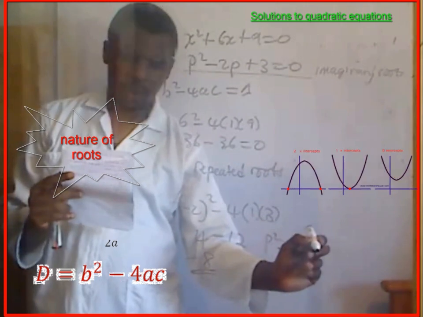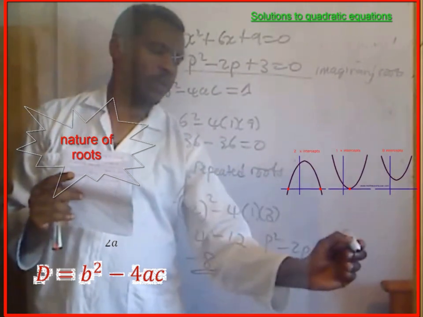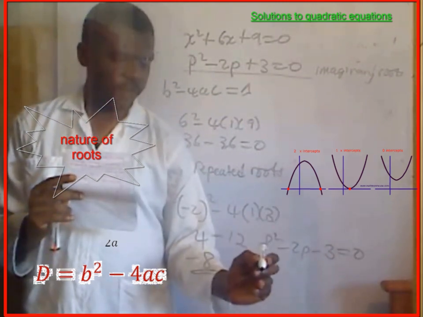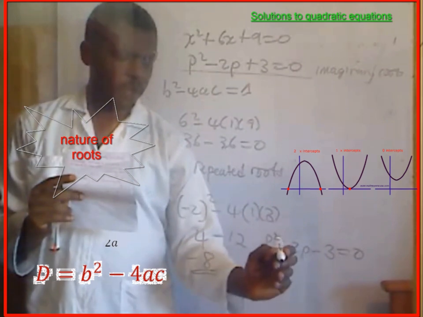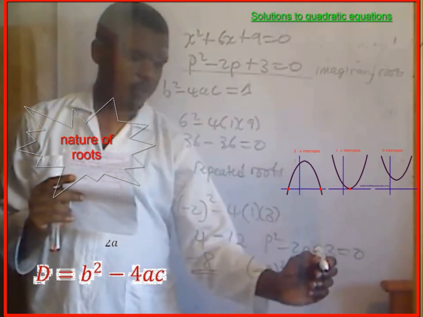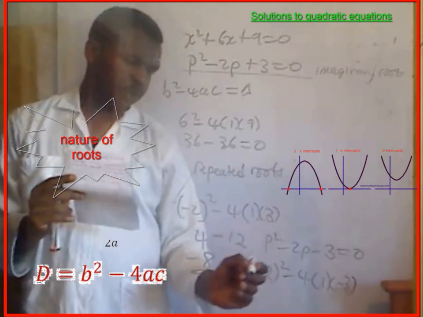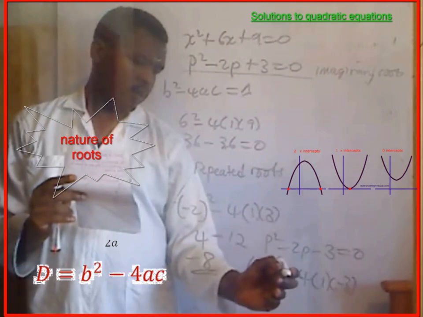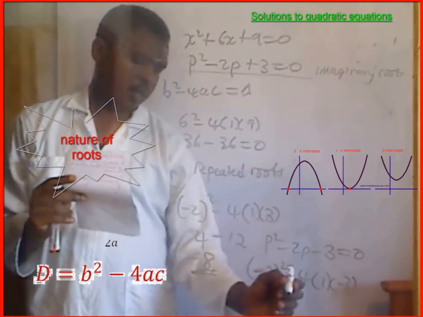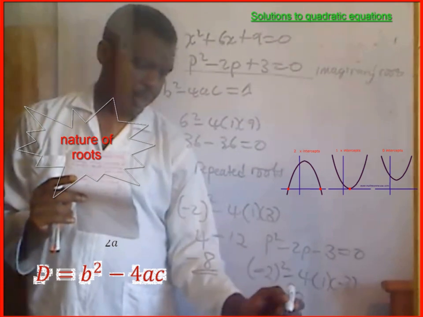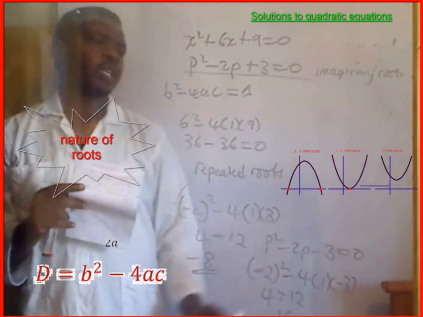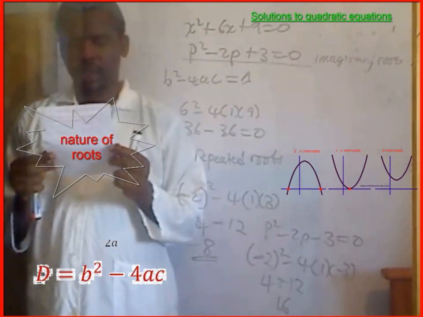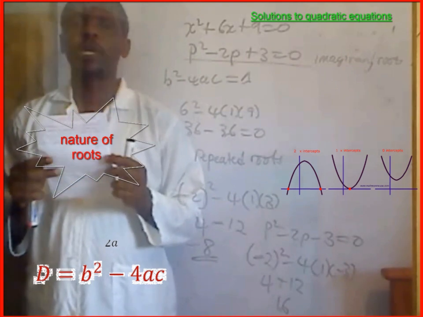Okay, let's say this is our equation, where p squared minus 2p minus 3 is equal to 0. Now, what will be our b squared minus 4ac? That will be minus 2 all squared minus 4 times 1 times minus 3. This is 4, minus 4 times minus 3 gives us plus 12. This is 16, and 16 is greater than 0. In this case, our roots are real and distinct. Use the discriminant to find out the nature of the roots in the following quadratic equations.